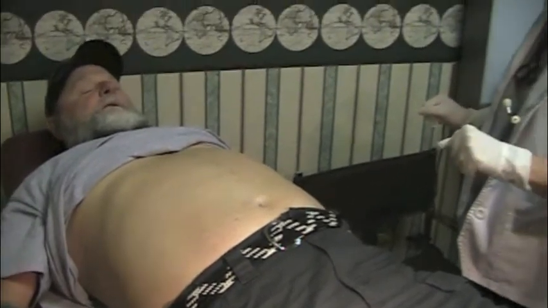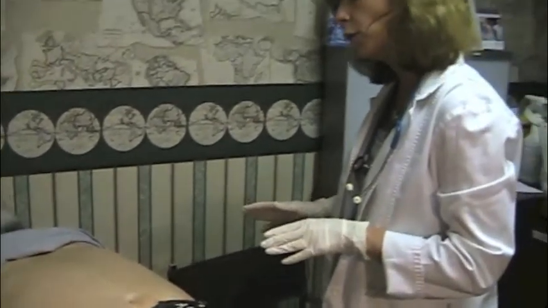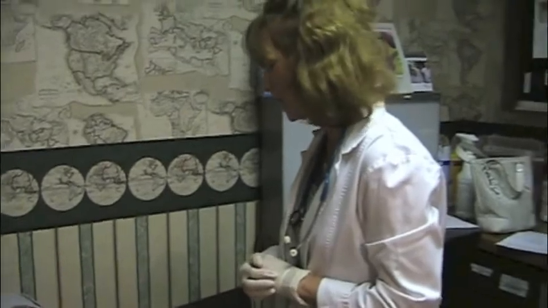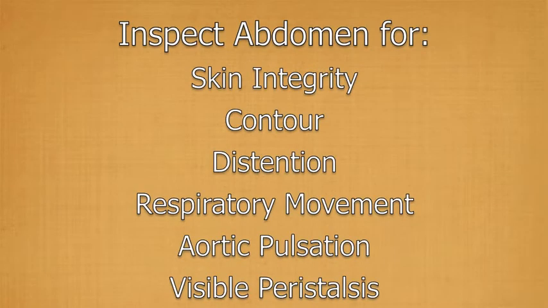Begin your assessment by positioning the patient supine and explaining the procedure. An abdominal assessment has 4 steps. The first step is inspection.